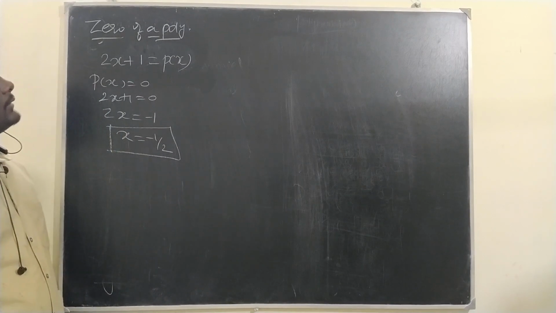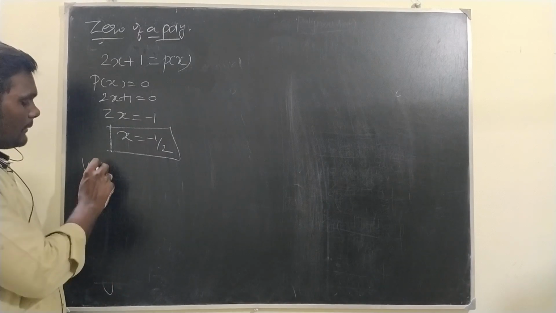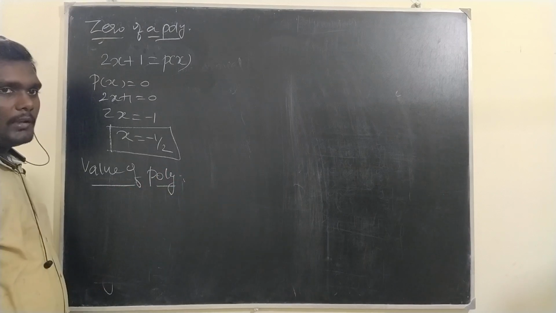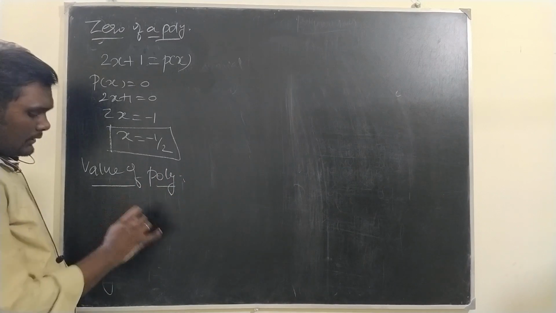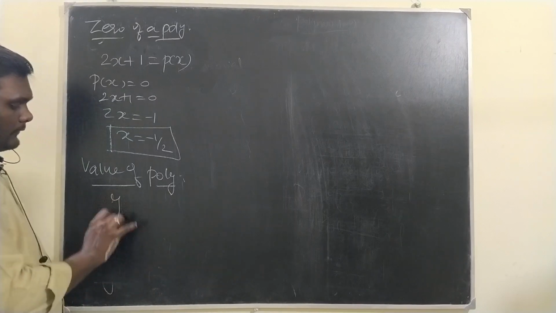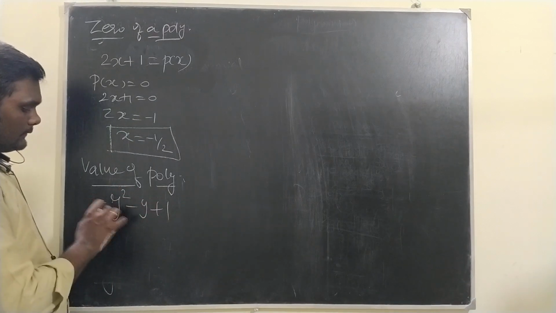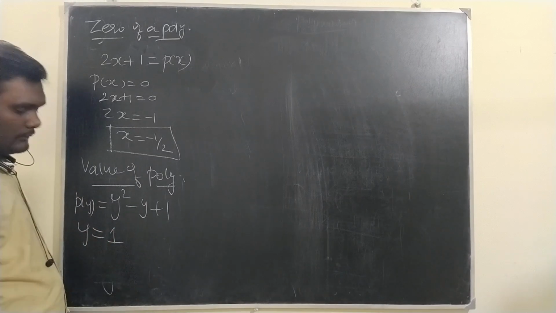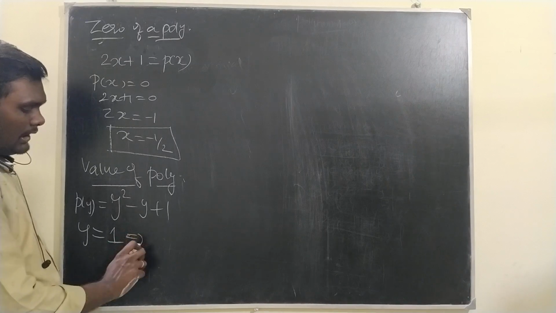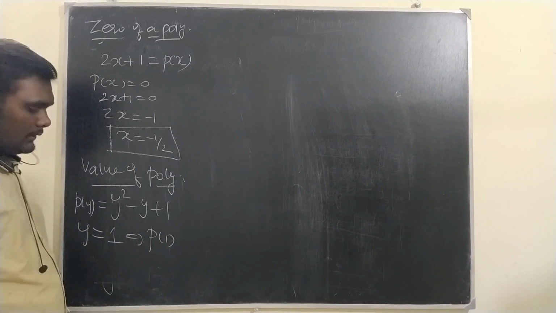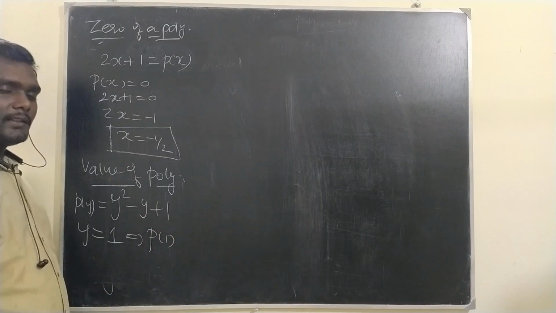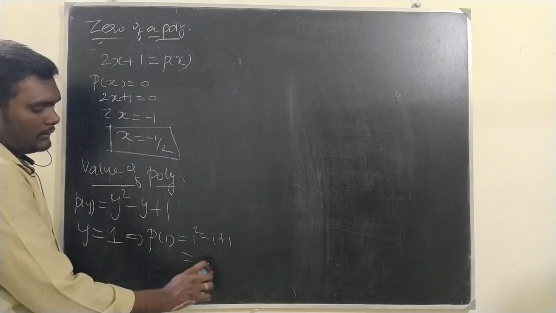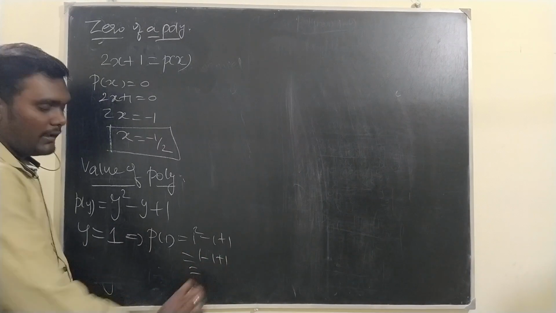Before zero of a polynomial, there is the value of a polynomial by definition. What is value of a polynomial? See, take this example itself. y square minus y plus 1, that is p of y. Value of the polynomial when y is equal to 1. That is, in place of y, we have to replace 1. Wherever y is there, we have to substitute 1. Then 1 square minus 1 plus 1. So that is 1 minus 1 plus 1. That is 3, is it?